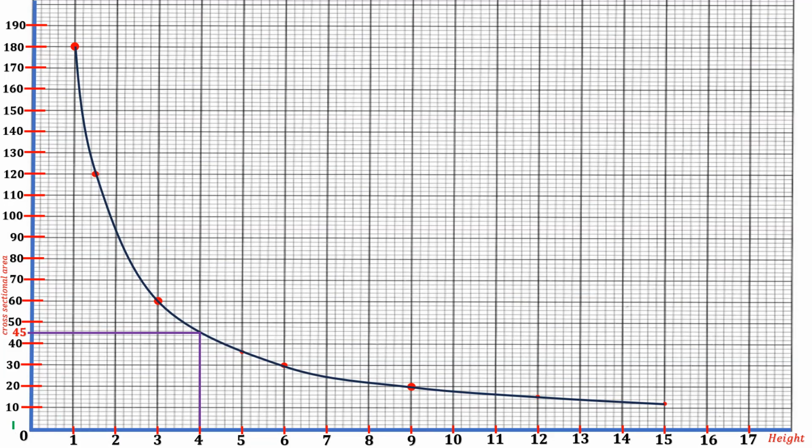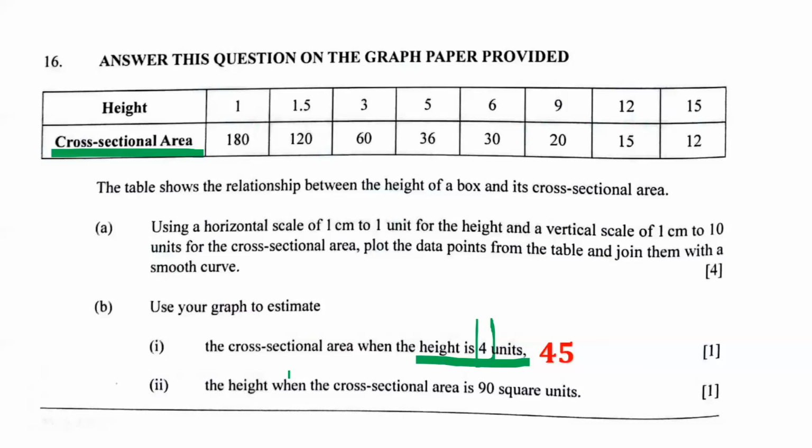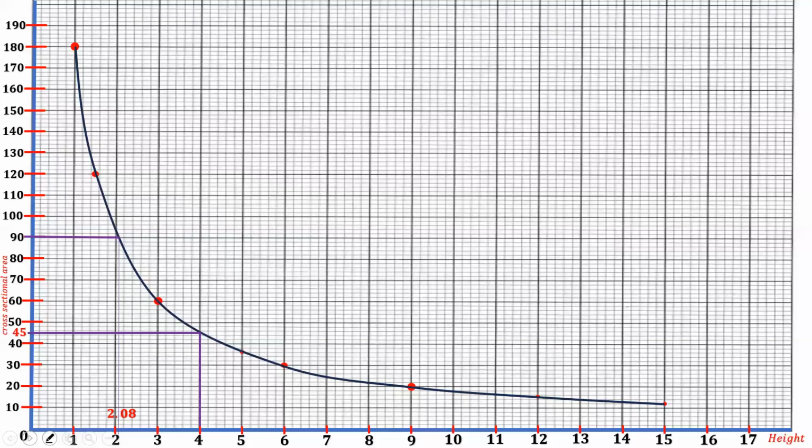Okay. Next, they want the height when the cross-sectional area is 90. So here they gave us the cross-sectional area, and now they say, find the height. Here they gave you the y, and they want you to find the x. And so let's go here. If the cross-sectional area is 90, what is the height?